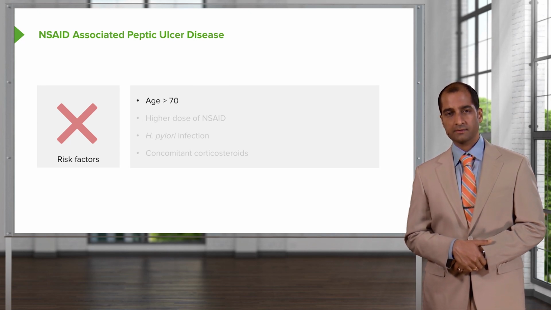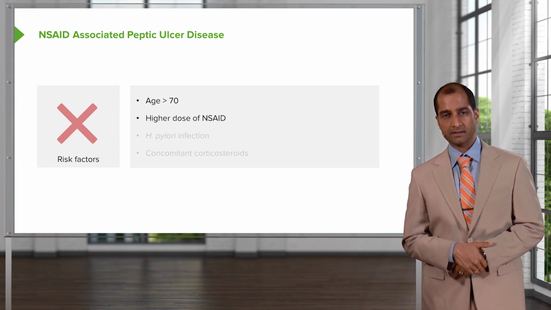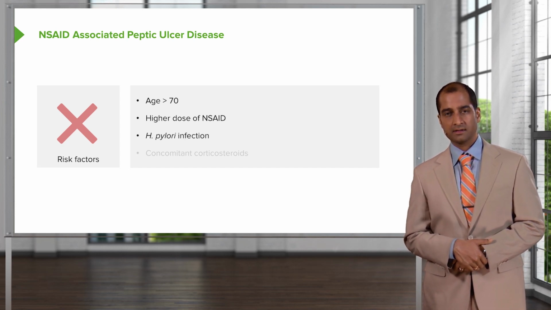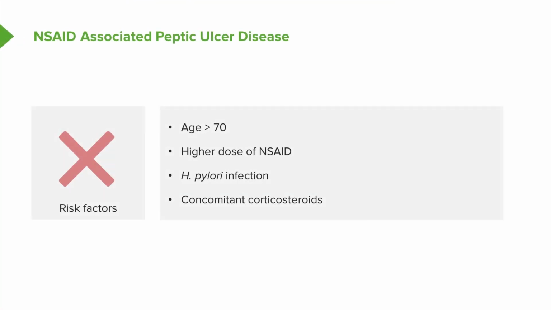Who's your patient with NSAID-associated peptic ulcer disease? Greater than 70, higher dose of NSAIDs, often associated with H. pylori and concomitant corticosteroids. Remember, please, with NSAIDs, they might very well be in pain, and if they are, they're probably taking prednisone as well. My goodness, the combination of NSAIDs and corticosteroids definitely compromises the production of your prostaglandin, therefore increasing the risk of peptic ulcer disease further.